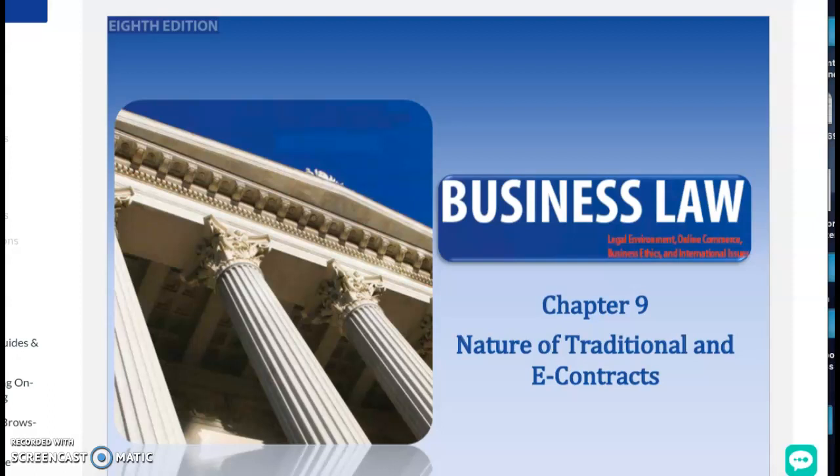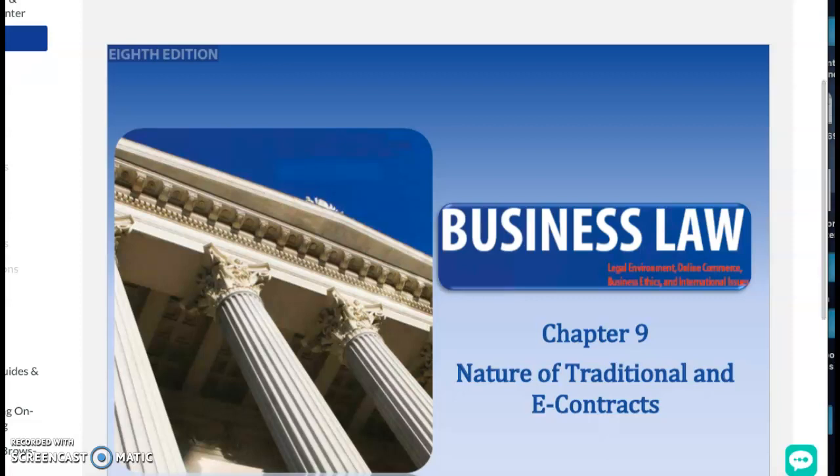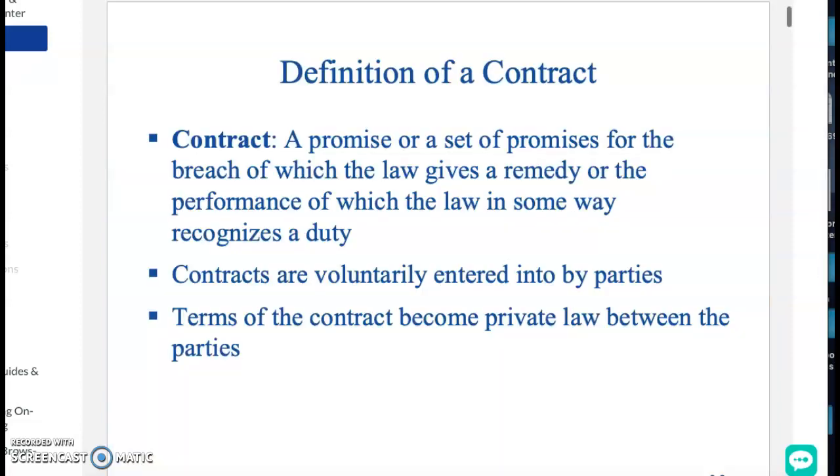So this week we are looking at chapters 9 and 10. We're looking at traditional contracts as well as e-contracts. I'll be honest, I'm not going to spend a ton of time on e-contracts. They're very similar to the traditional contracts.